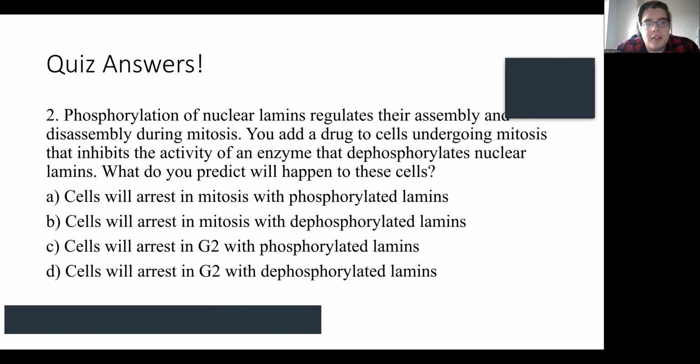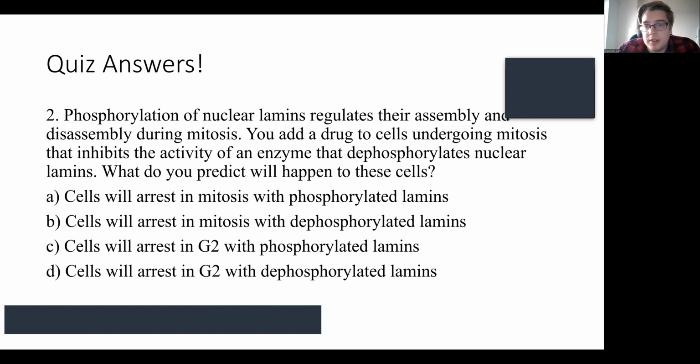Number 2, phosphorylation of nuclear lamins regulates their assembly and disassembly during mitosis. If you remember, lamins are the molecules that are inside of the nucleus of the cell, and they're important during mitosis. So you add a drug to cells undergoing mitosis that inhibits the activity of an enzyme that dephosphorylates nuclear lamins. What do you predict will happen? Cells will arrest in mitosis with phosphorylated lamins. Cells will arrest in mitosis with dephosphorylated lamins. Cells will arrest in G2 with phosphorylated lamins, and cells will arrest in G2 with dephosphorylated lamins.